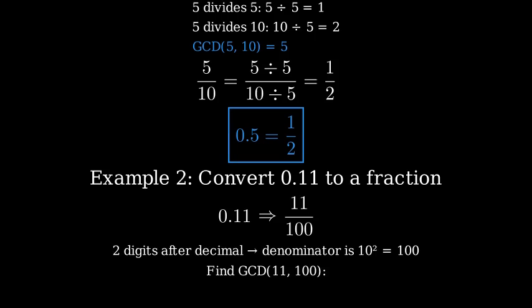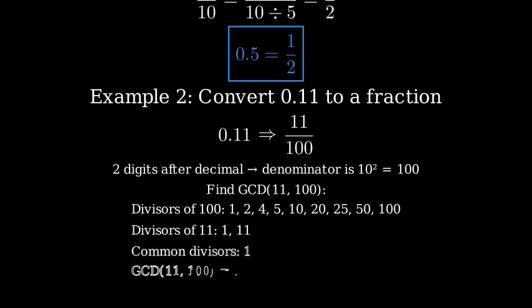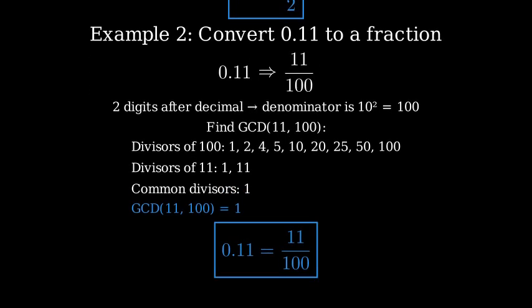We find the greatest common divisor of 11 and 100. Let's check if any numbers divide both 11 and 100 evenly. 100 is divisible by 1, 2, 4, 5, 10, 20, 25, 50, and 100. 11 is only divisible by 1 and 11. The only common divisor is 1, which means 11 and 100 are coprime. Since the GCD is 1, the fraction is already in its simplest form. So 0.11 equals 11 over 100.